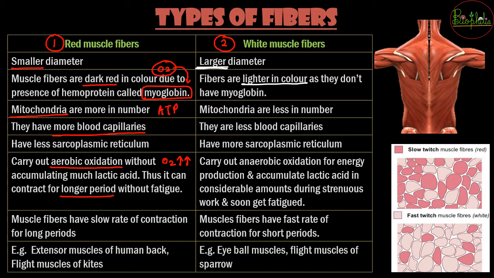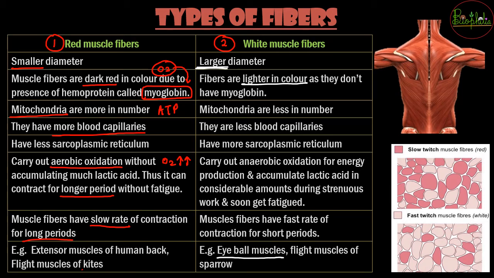Because of that, wherever red muscle fibers are present, there will be a slow rate of contraction for longer periods. Such examples can be seen in the extensor muscles of the human back or even in the flight muscles of the kite. Take the human back: you can stand for 8 or 10 hours, and your legs will ache, but your back is not going to ache unless you don't have a proper posture. So the human back aches less compared to your eyeball muscles, because eyeball muscles are the muscles that come under the white muscle fibers.